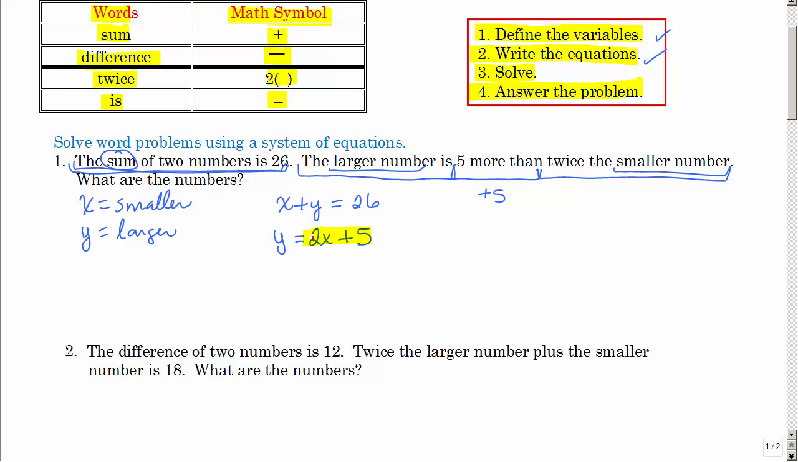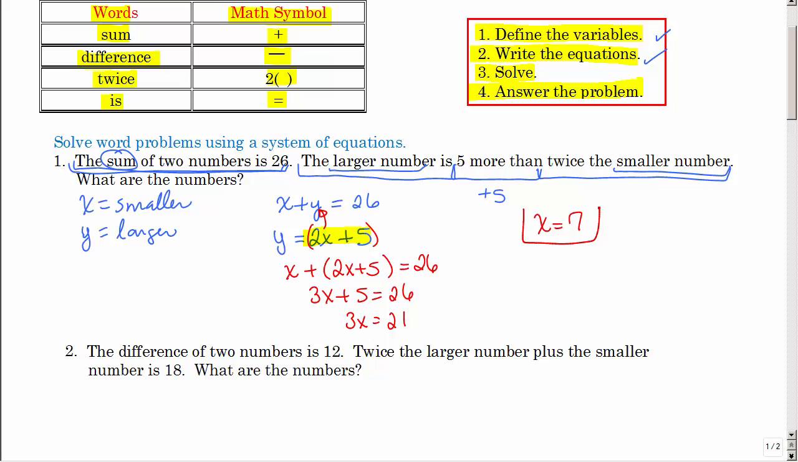So I am going to substitute this into the other equation. So I have x plus, and instead of y, I have 2x plus 5, equals 26. Collecting like terms, I have 3x plus 5 equals 26. Subtract 5, and I get x is 7. So I've solved. But have I answered the problem? No, because it asks what are the numbers. So I need x and y.